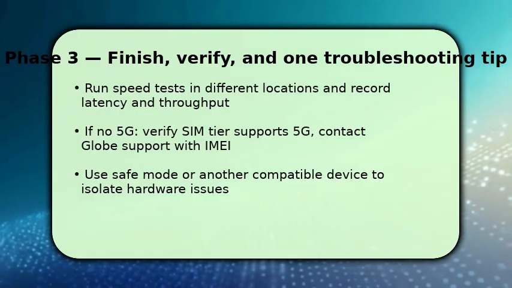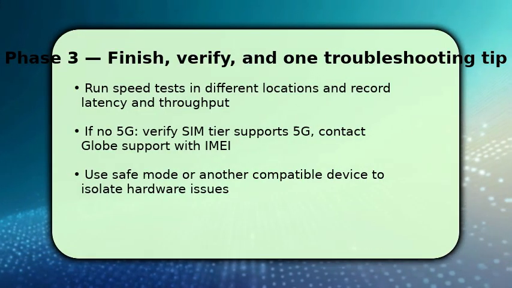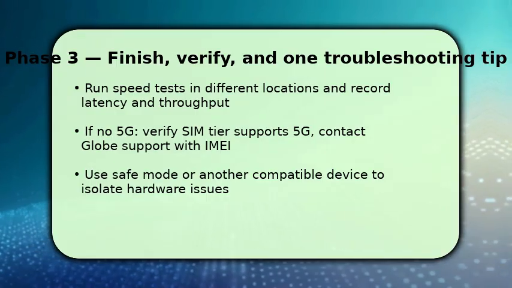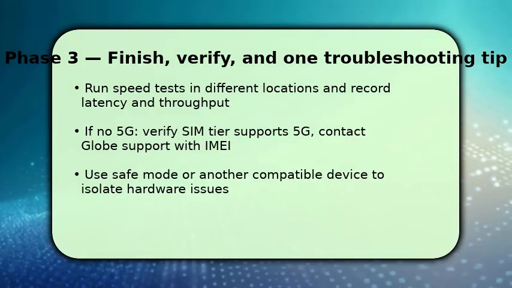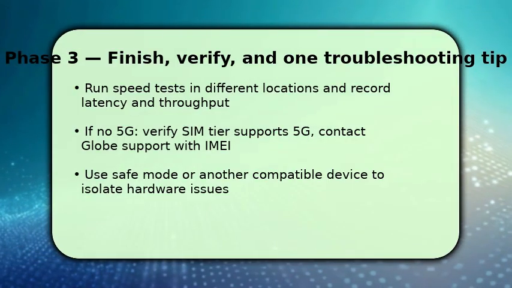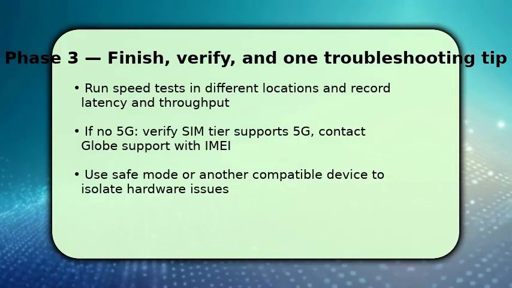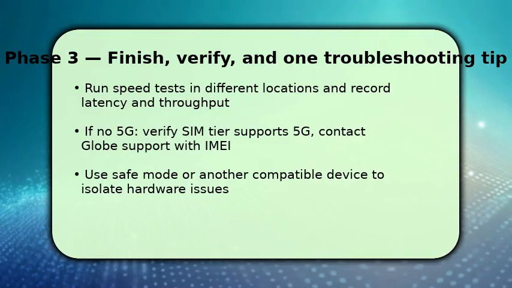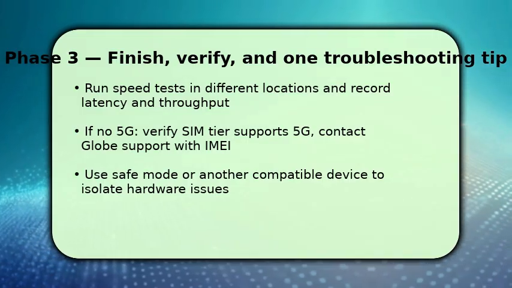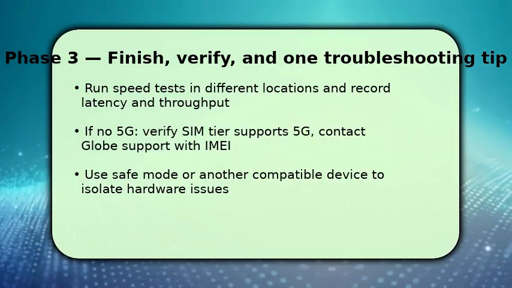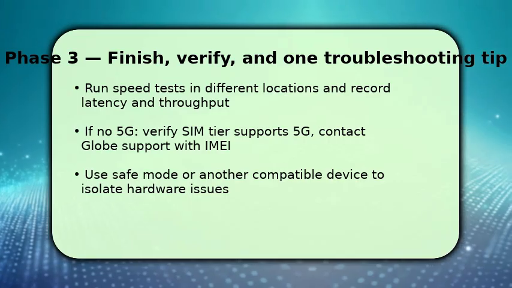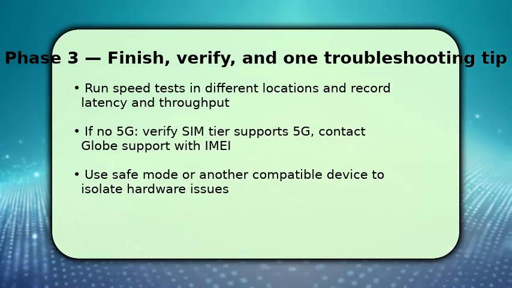You finish by validating performance and preparing fixes. Run a speed test near a window or outdoors to measure latency and throughput, then move to other spots to map coverage. If 5G remains absent, confirm your plan and SIM tier include 5G. Write down your MA and contact Globe support for provisioning checks. Once done, swap your SIM into a known compatible handset to isolate device problems, and make sure firmware and carrier settings are current before escalating.